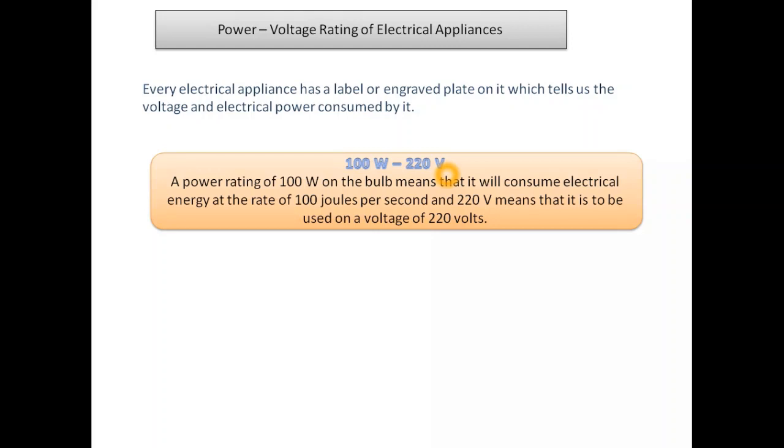The usual power rating of some appliances: a tube light has a usual power of 40 watts and a usual voltage of 220 volts. Bulbs normally have a power of 100 watts, or 60 watts, and the voltage is 220 volts. So there is already a power rating marked on the appliances.